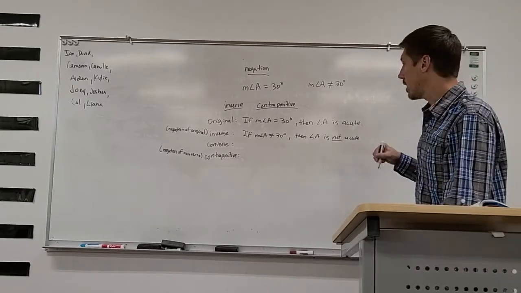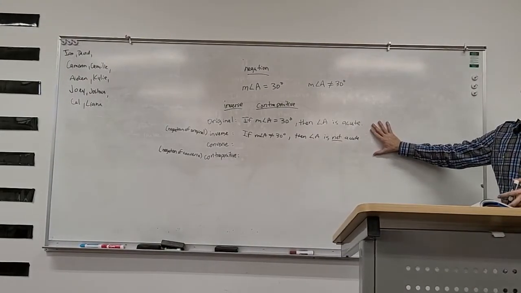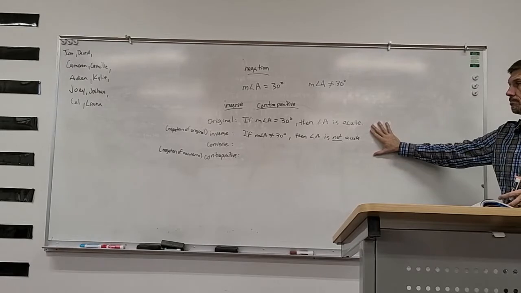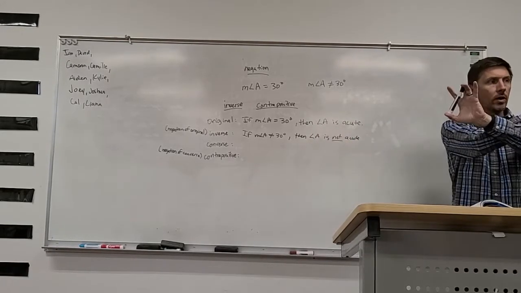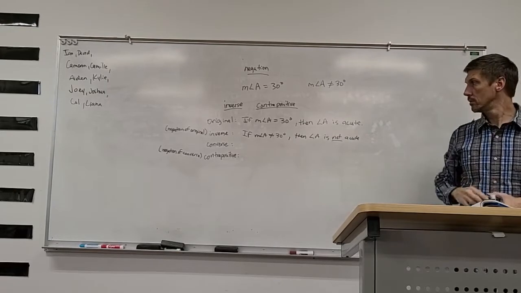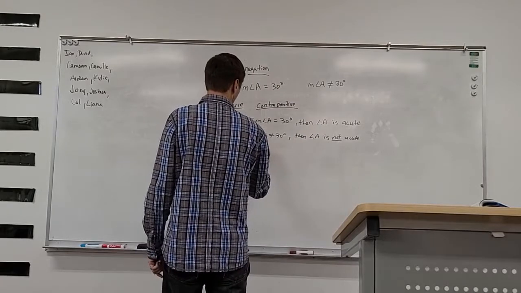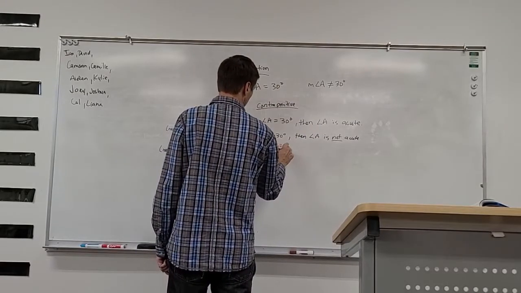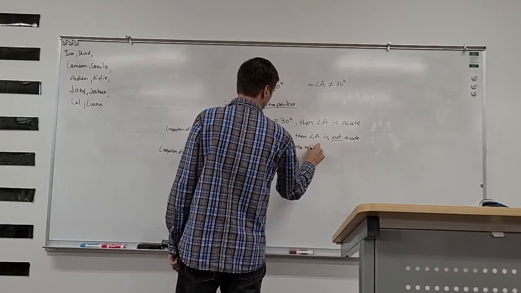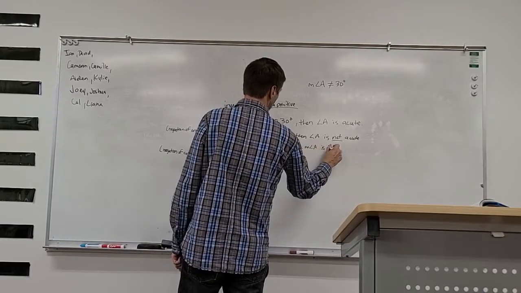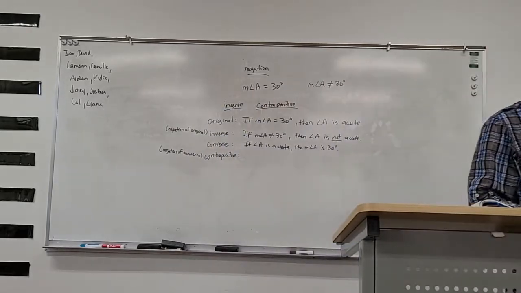So now let's do the converse. What would the converse of the original one be? Remember, with the converse, all we do is we take the if and then and we switch them around. If angle A is acute, then the measure of angle A is 30 degrees. Is that a true statement? No, that's not true either, right? We don't know that for sure.